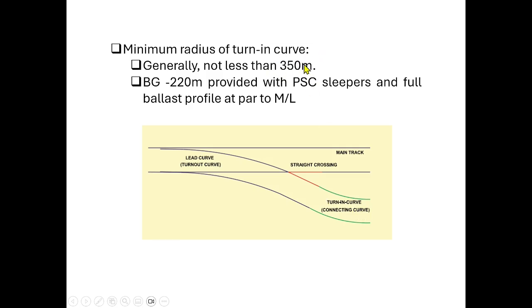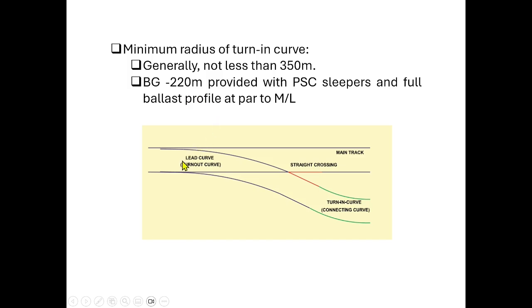Preferably, suppose we are providing a 1 in 12 turnout, we can provide a turning curve with the same radius of curvature. But if, due to various reasons like space constraints, that is not possible, we can go up to 350. Even 220 we can go, but in this case we must ensure the complete track structure is at par with the main line. That means the same PSC sleeper, the same spacing and ballast profile, everything should be at par with the main line. In this case, you can go up to 220 meter.